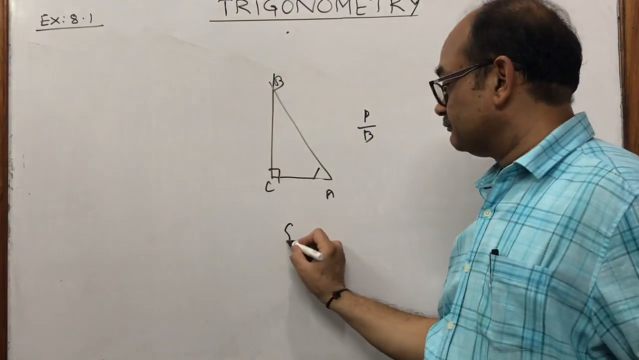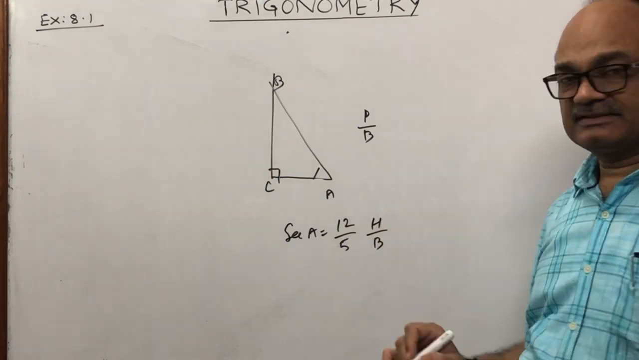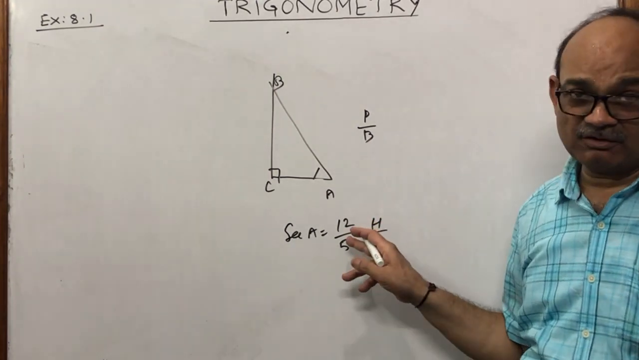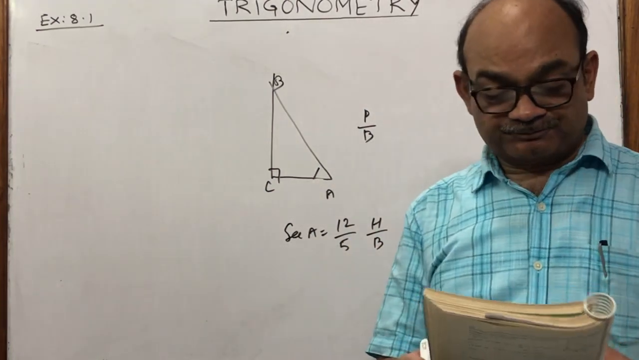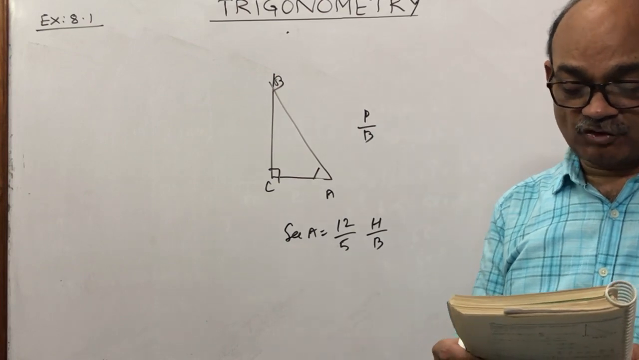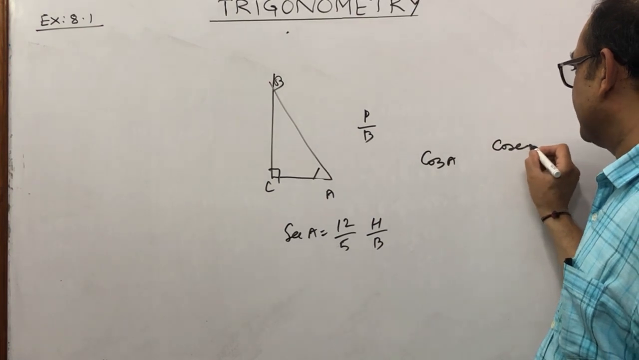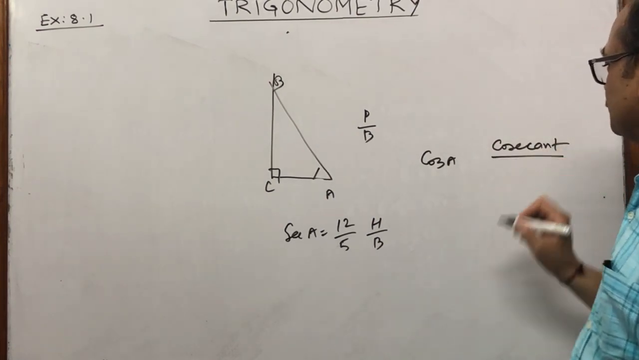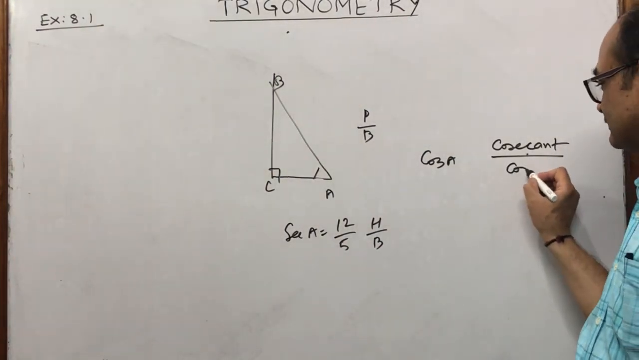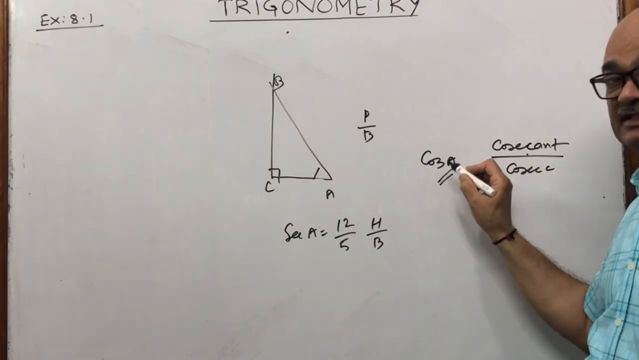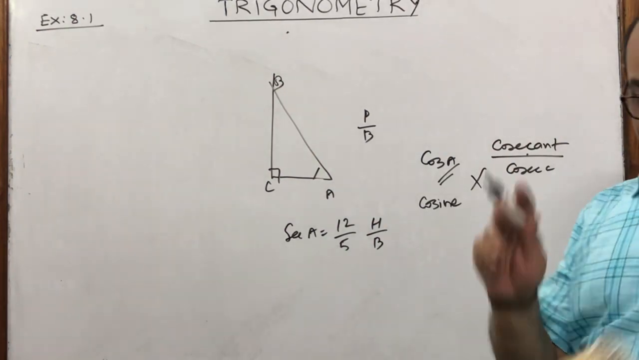Sec A is 12 by 5. This is hypotenuse and this is base. Yes, possible, the hypotenuse will be bigger than the base. True, for some angle, true. Cos A is the abbreviation used for the cosecant of angle A. No. Cos A and cosecant are two different things. Cosecant's short abbreviation is cosec. Cos is the short abbreviation for cosine. So it is not true.